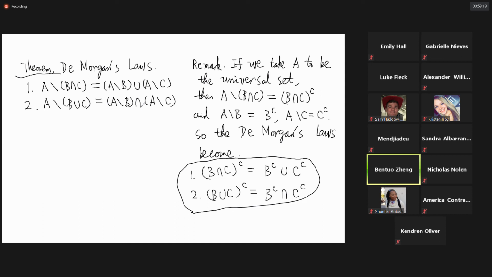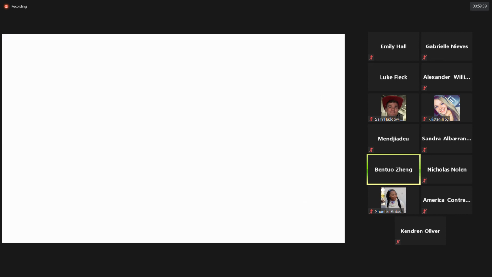All right, so let's try to prove De Morgan's laws. So let's write the first De Morgan's law on the next page, and then we'll start proving one, and then we'll prove two. The first one we want to prove is A minus B intersect C is equal to A minus B union A minus C. To prove two sets are equal, we want to show two things: the left-hand side is a subset of the right-hand side, and the right-hand side is a subset of the left-hand side. Okay, so let's look at the proof.